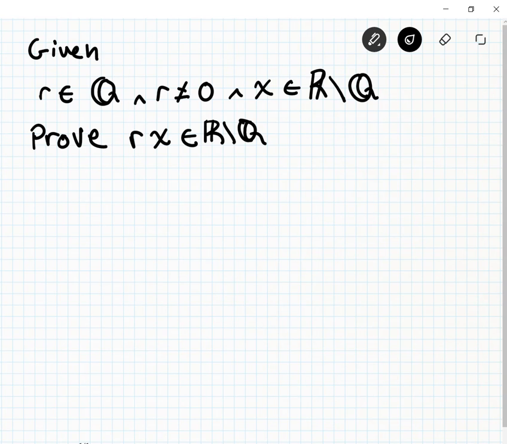Okay, so we're going to use the properties of fields, and the fact that Q, the rational numbers, is a field. If we're given all this information, R is a rational number and the rationals are a field, then because R is not 0, there exists some 1 over R such that R times 1 over R is 1.